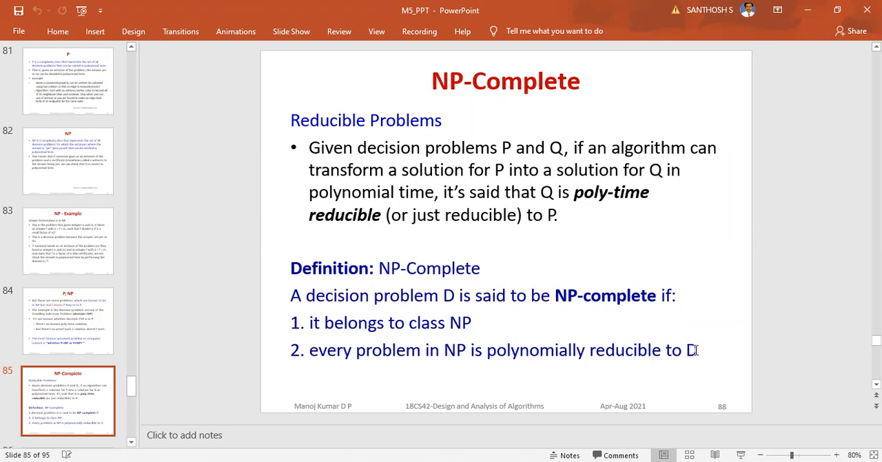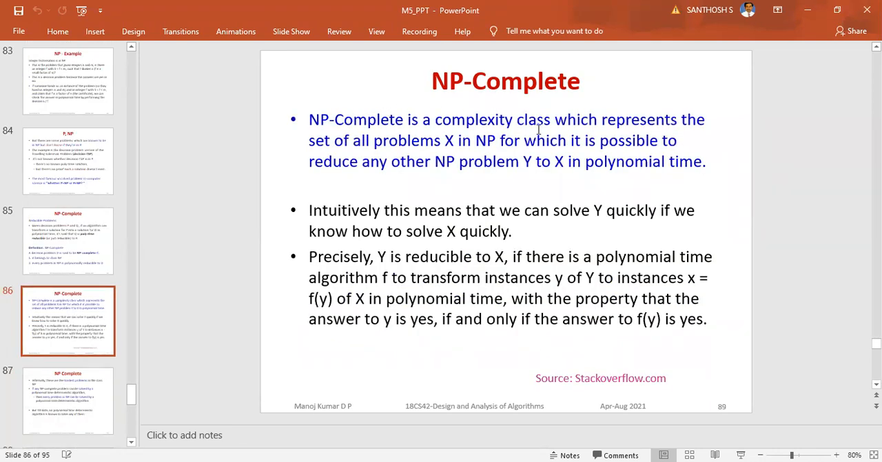Every problem in NP is polynomially reduced to D. So NP complete is a complexity class which represents the set of all problems X for which it is possible to reduce any other NP problem Y to X in polynomial time. Initially this means we can solve Y quickly if we know how to solve X quickly.